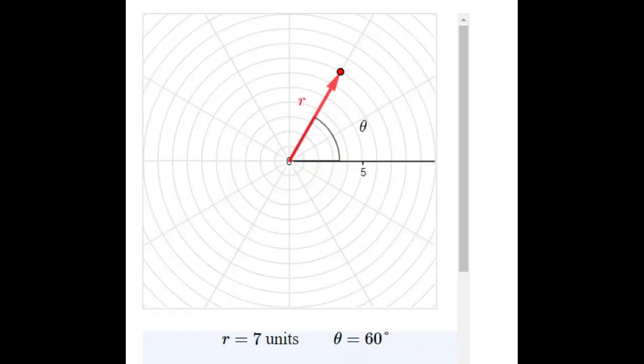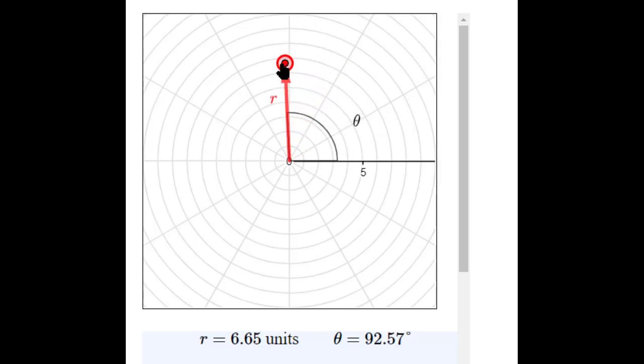The polar coordinate system is an alternative to the Cartesian or ortho system, and it defines its location based on a distance and an angle. So in this case, you can see that we have a location specified by a distance of 7 units away from the origin and at an angle of 60 degrees.